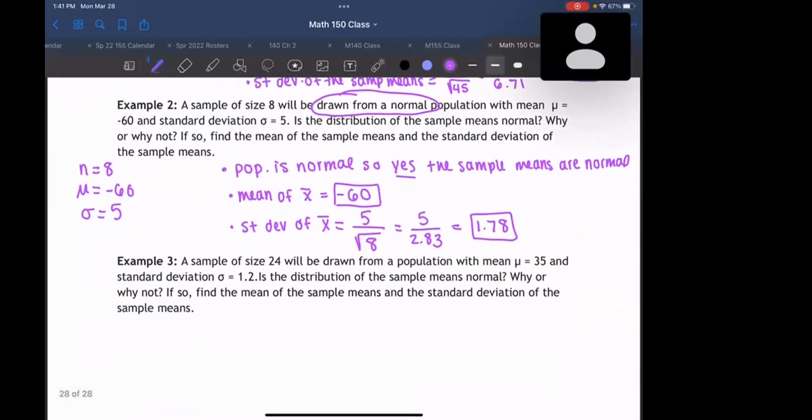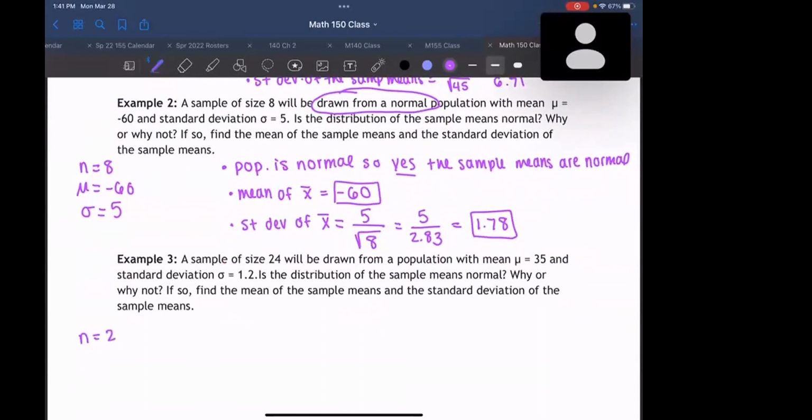All right, let's do the last one. Here we have a sample of size 24, so n equals 24. We're drawing this from a population whose mean is 35 and standard deviation is 1.2. Who thinks the distribution of sample means is normal this time? Who thinks it's not normal? Anyone want to explain? So the sample size is less than 30 and it's not drawn from a normal.